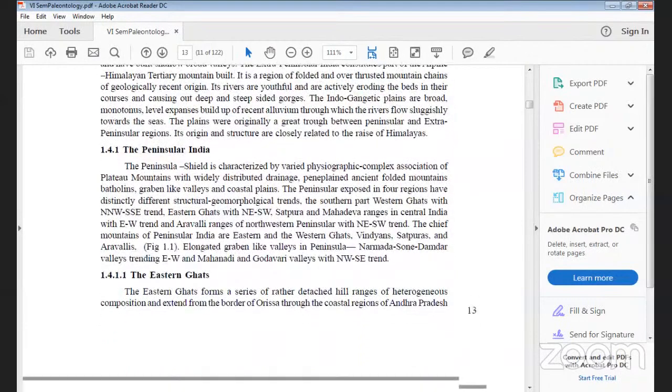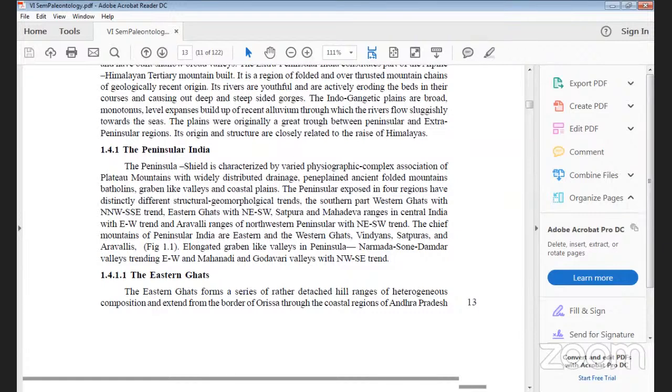Peninsular India. The peninsular shield is characterized by varying physiographic features and an association of plateaus, mountains, widely distributed drainage, peneplains, ancient foldbelts, batholith formations, graben-like valleys, and also coastal plains. The peninsula exposed in four regions has distinctively different structural and geomorphological trends.